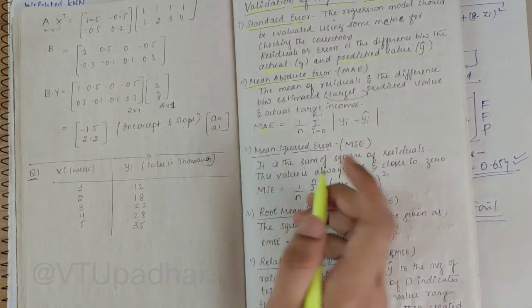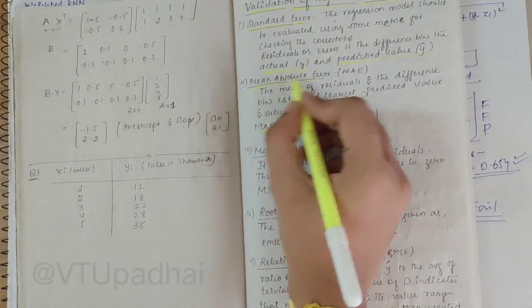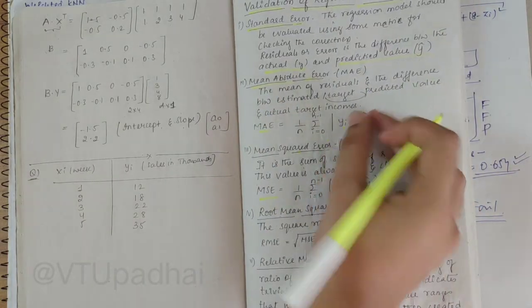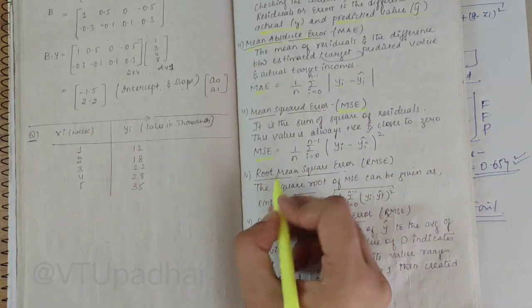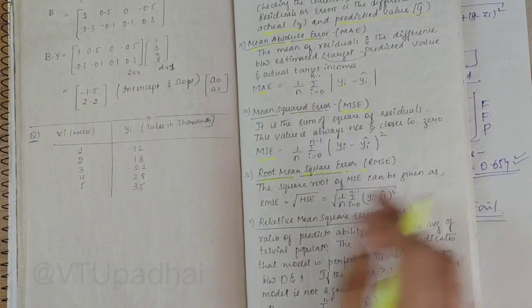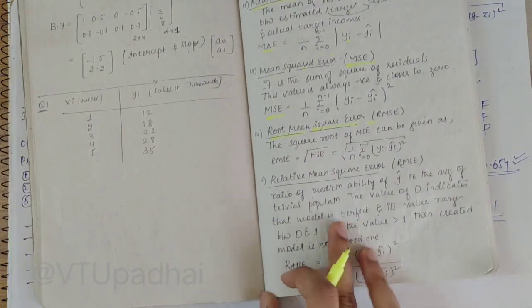Then we have mean square error. This was mean absolute error, right? This is mean square error. Square of this would give us mean square error. Then we have root mean square error, which is the square root of MSE. Then we have the relative mean square error.